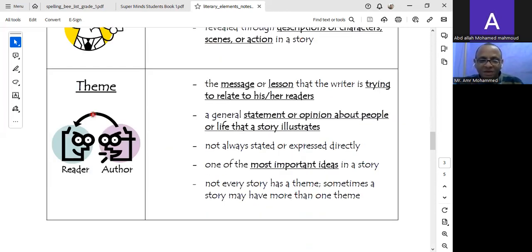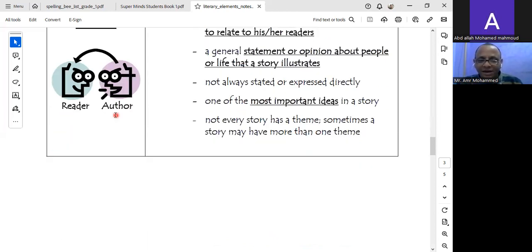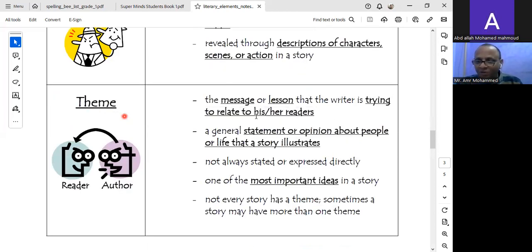What is the theme? The reader and the author. What is the meaning of the word theme? It's the message or the moral lesson that the writer is trying to relate to his or her reader. I want to convey a message, a certain behavioral message or moral message to the reader from this whole story, and a general statement or opinion about people or life that the story illustrates.